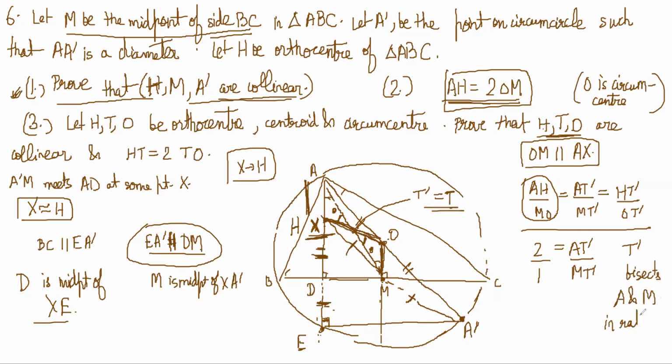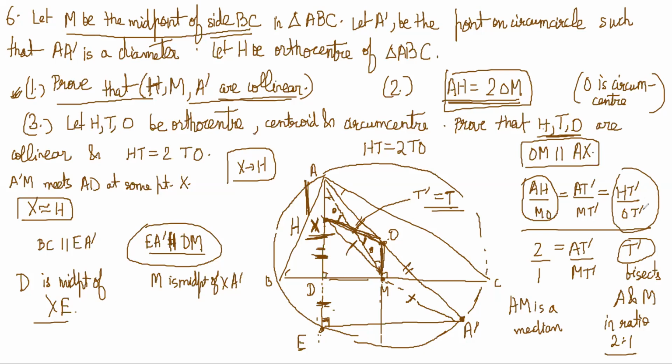In ratio 2:1. AM is a median, so the point which bisects in the ratio 2:1, a median is a centroid. So T dash is the centroid. And we also get from here HT is equal to 2TO because of this third relation.